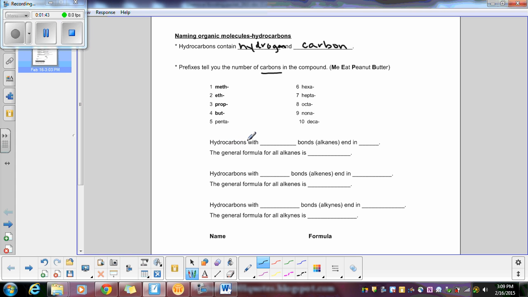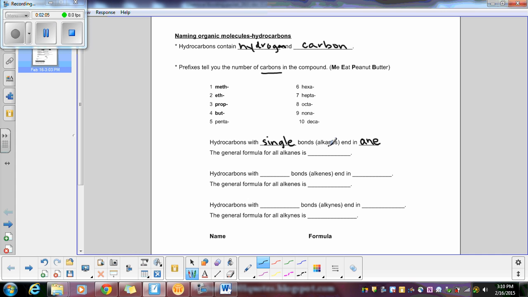There are three main types of hydrocarbons. The first type we're going to talk about has a single bond. A single bond means that these two atoms are sharing a single pair, or two electrons. We call these hydrocarbons with single bonds alkanes, and the end of the name of them is ANE.